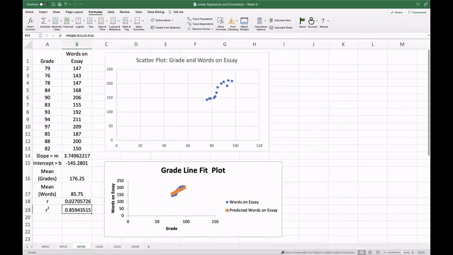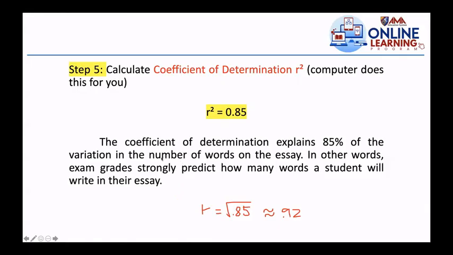Now, this one comes from the coefficient of correlation, which is 0.92. It's still high, right? Still high, because the line of best fit is kind of close to the data. So square that, you get the coefficient of determination. So in effect, the coefficient of determination is the square of the coefficient of correlation. What does it tell you? It tells you this: the coefficient of determination explains 85% of the variation in the number of words on the essay. In other words, exam grades strongly predict how many words a student will write in their essay. So that's what it says, okay?